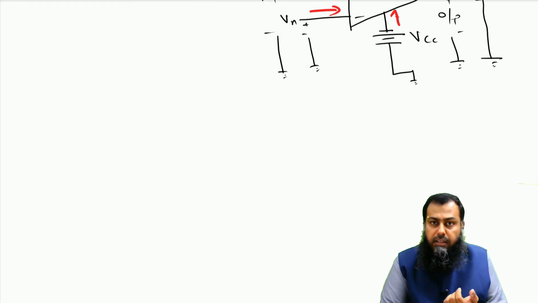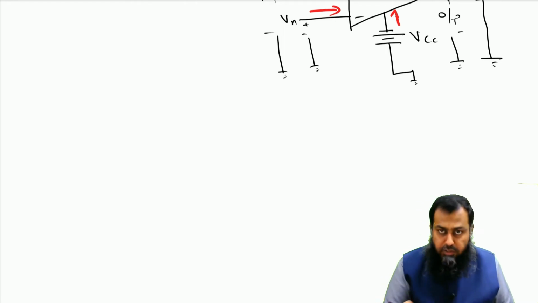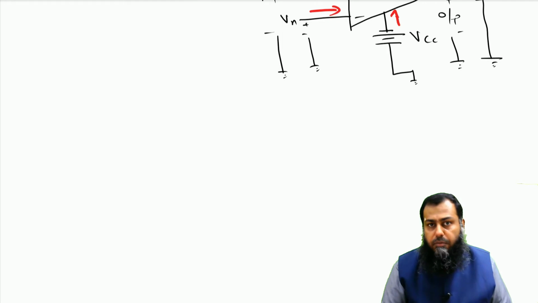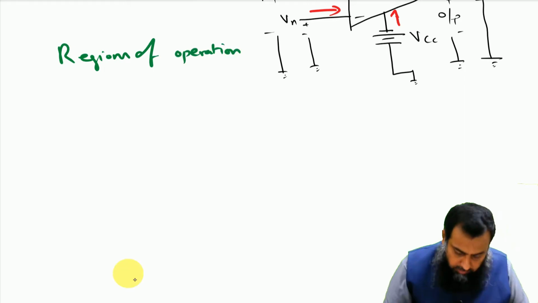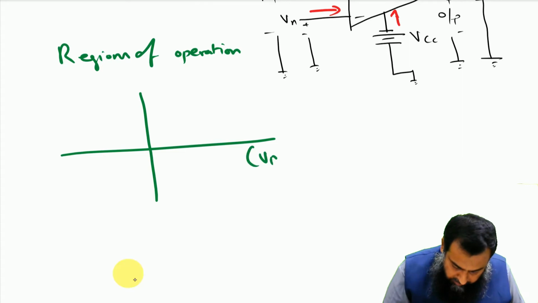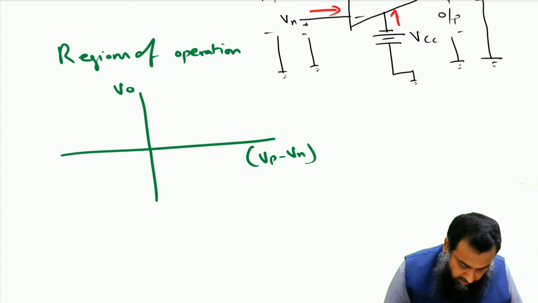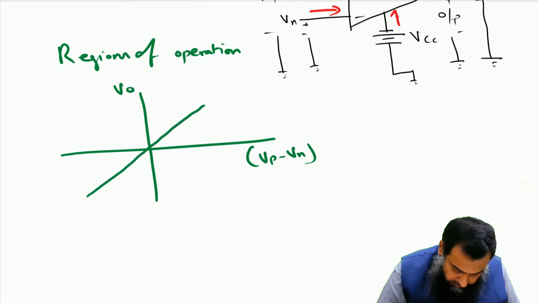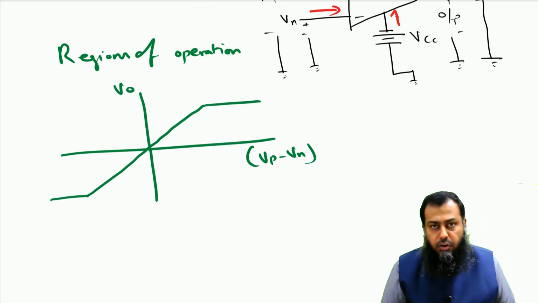However, there is a limit to an operational amplifier. It is not possible to provide a 1 volt input and thereafter get an output which is greater than the voltage of these biasing supplies. So based on this, we define the regions of operation of an operational amplifier. An operational amplifier has the following regions of operation, right? So for instance, if this is the differential voltage applied at the input, Vp minus Vn, and this is the V naught available here, then we have this type of characteristics for an operational amplifier.